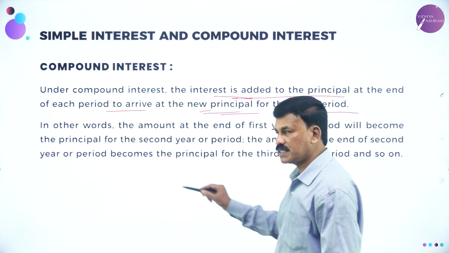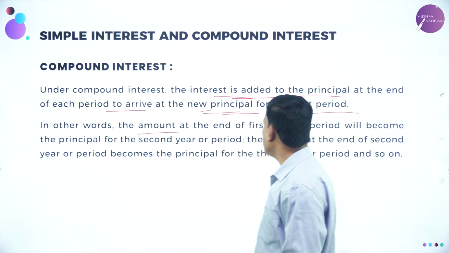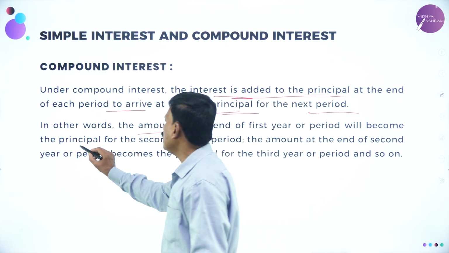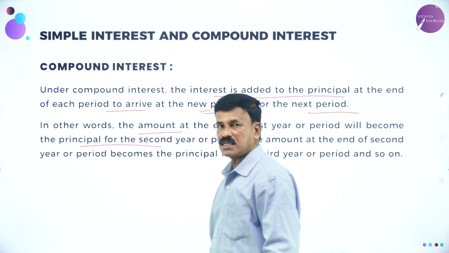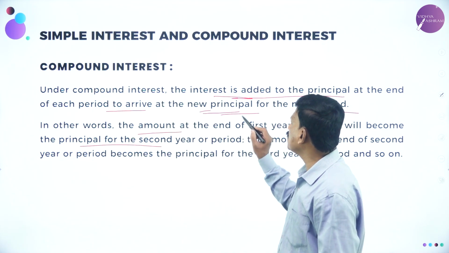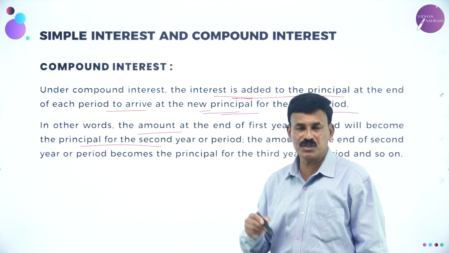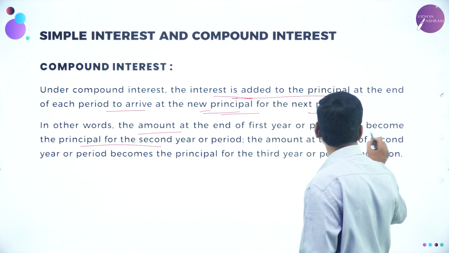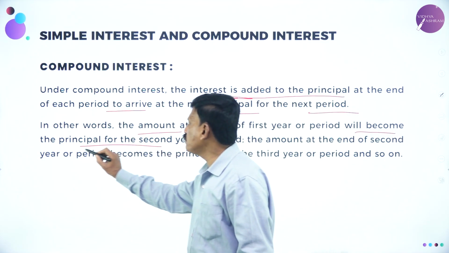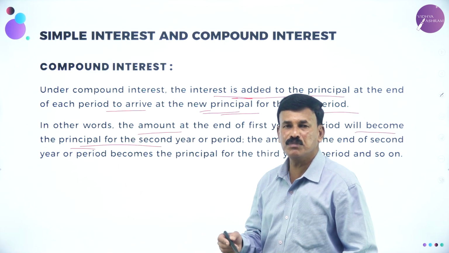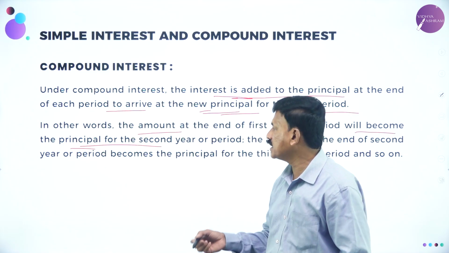In other words, the amount at the end of the first year or the period will become the principal for the second year. The amount is nothing but principal plus interest. So principal plus interest is the amount that will become the principal for the second year.